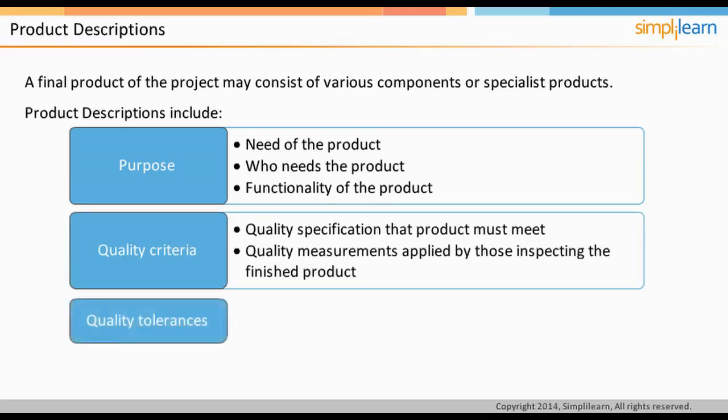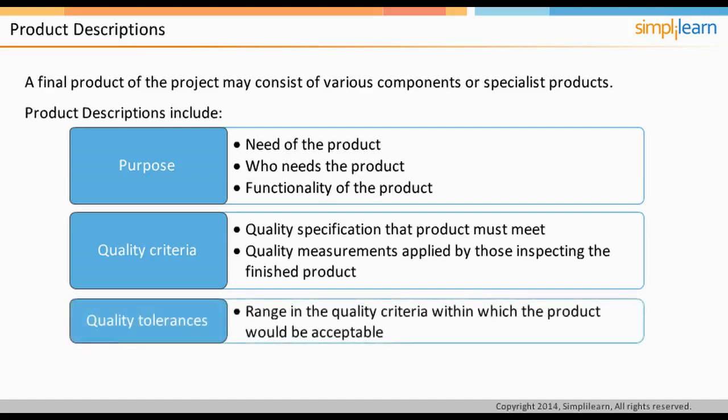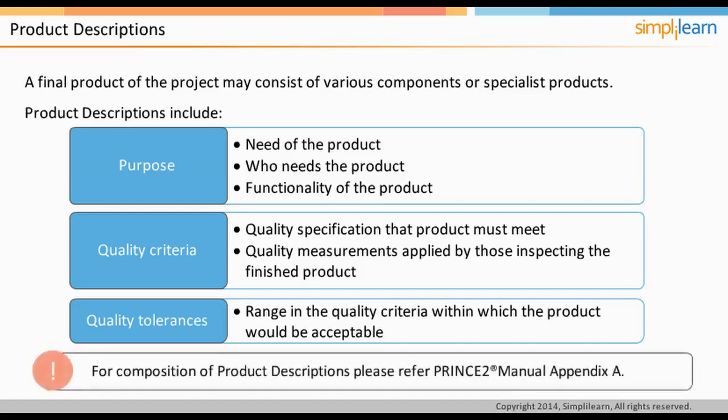Another important section of product description is the quality tolerances. The quality tolerances is the range in the quality criteria within which the product would be acceptable. For example, the temperature of the water inside the bottle should be maintained in the range of 10 to 20 degrees centigrade. The bottle should hold at least 1 liter of water. We will continue our discussion of the product descriptions in the following screen.